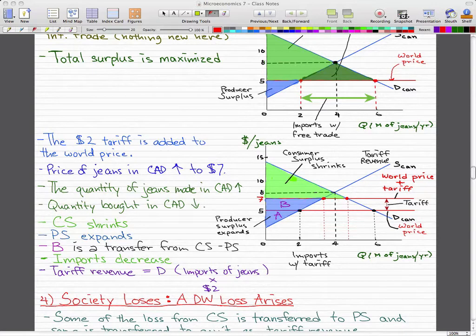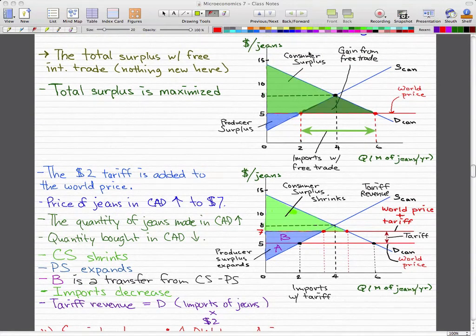So, what actually happened was that consumer surplus actually shrank. This was our graph before, or this was our figure before. Look at this huge green area. That was our consumer surplus. Now we have this smaller consumer surplus, smaller area. So what actually happened was consumer surplus shrank.